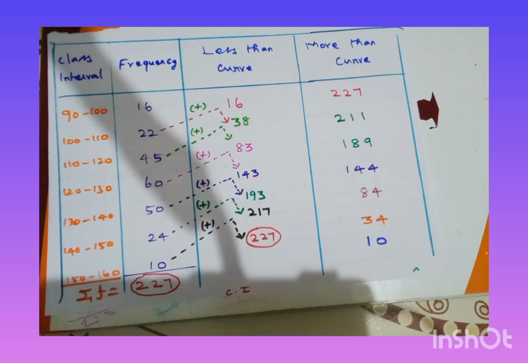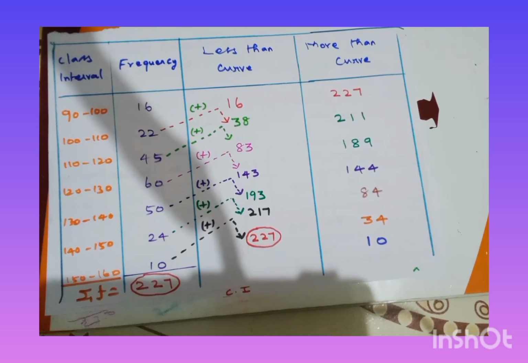Take the highest cumulative frequency in the first place. So 227, write it in the first place of more than curve. Then consider more than curve and frequency. So kindly skip the middle, that is less than curve. My dear students, if you are going to calculate more than curve, kindly skip less than curve. So consider more than curve and then frequency. So 227 minus 16, it is 211. 211 minus 22, it is 189. 189 minus 45, 144. 144 minus 60, 84. 84 minus 50, 34. 34 minus 24, 10.